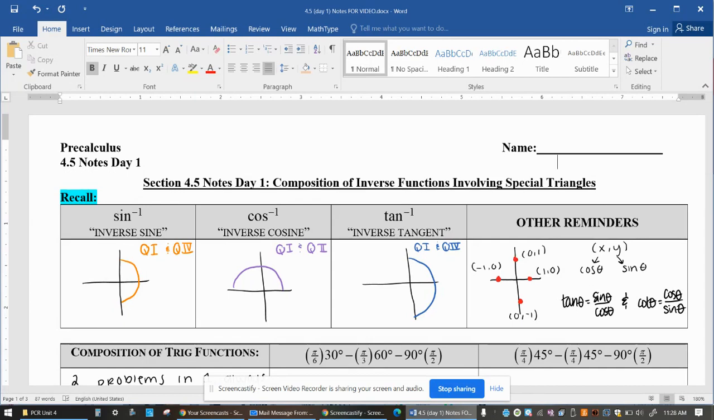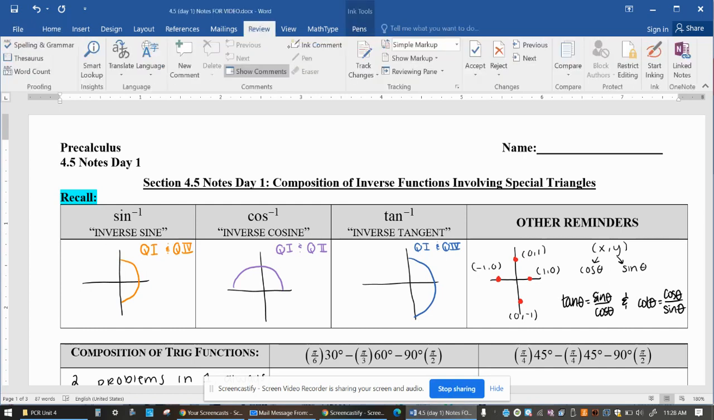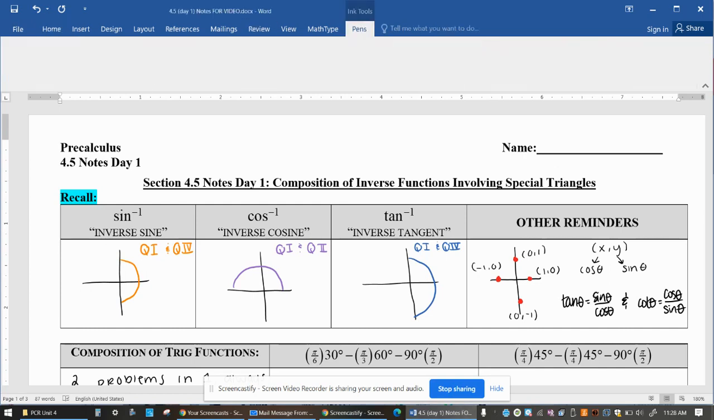Everything that you see on your screen right now is a review of what we've been talking about when it comes to inverse sine, inverse cosine, and inverse tangent. They are restricted to certain quadrants, and it's also important to remember that it's not just the quadrants that will help us find the answers. It is also the degree measures that are important.